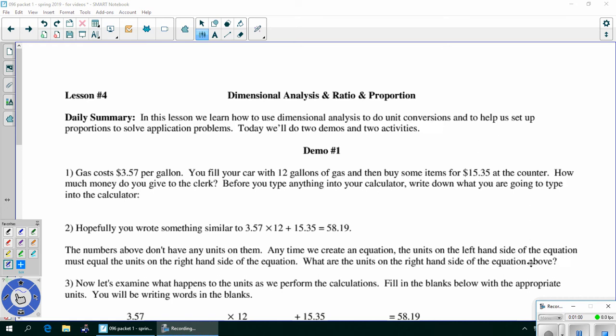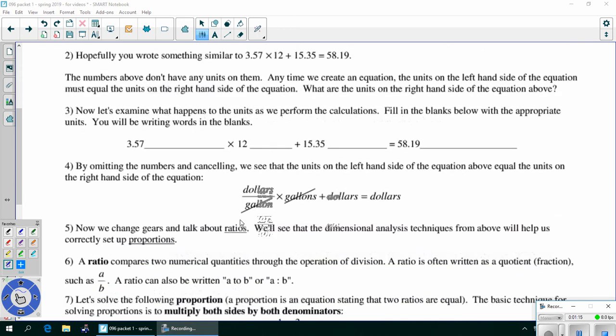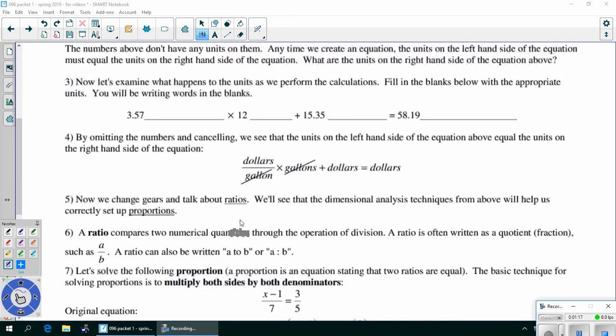What are the units on the right-hand side of the equation above? Well, this 58.19 is dollars. So that means the units on the left must also be dollars. The only way this equation is true is if you have the same unit on both sides, and the right is dollars, therefore the left must be dollars. Let's examine what happens to the units as we perform the calculations. Fill in the blanks below with the appropriate units. You'll be writing words in the blanks.